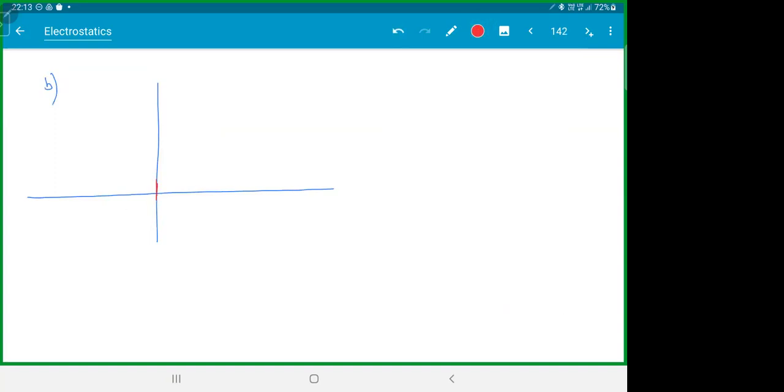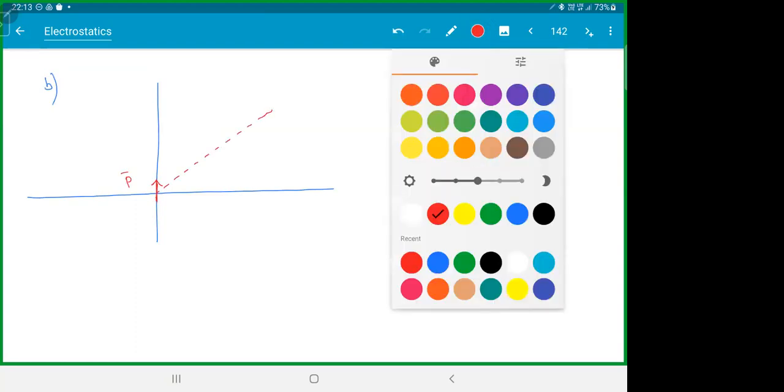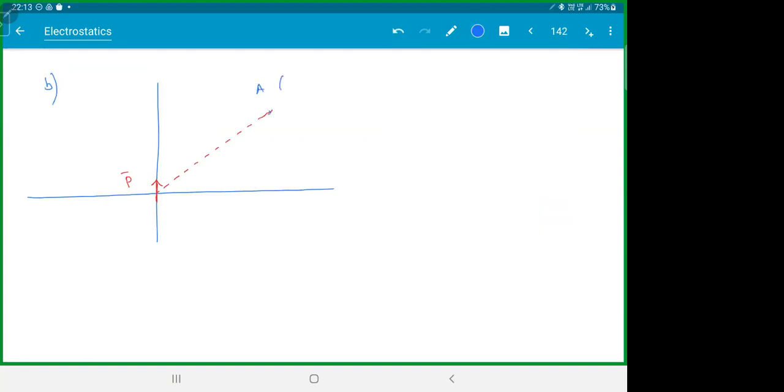So we have a dipole here on the origin, P bar. There is a point here A, which is 3 comma root 3. This is at the origin. Find the field at point A. Find E and V at point A. Let's get this. Everyone focus. Let's get this.